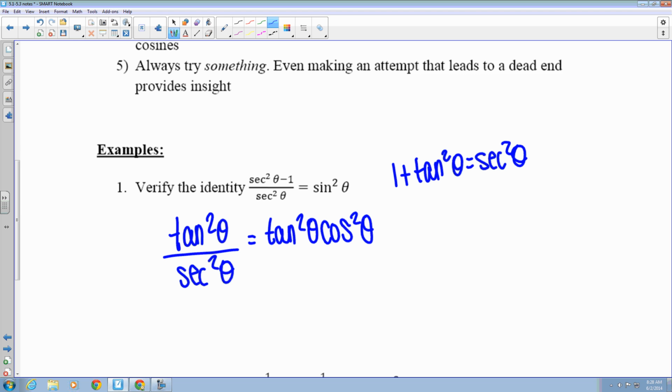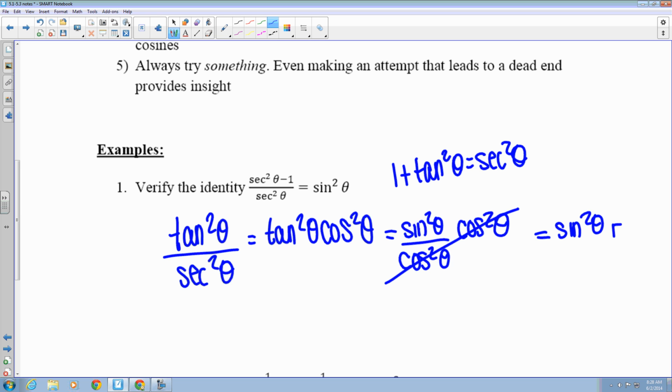And then tangent squared has a quotient identity: it would be sine over cosine. That follows for the sine squared over cosine squared. Our cosine squareds cancel, and we have sine squared. And I put a proof box when I'm done.